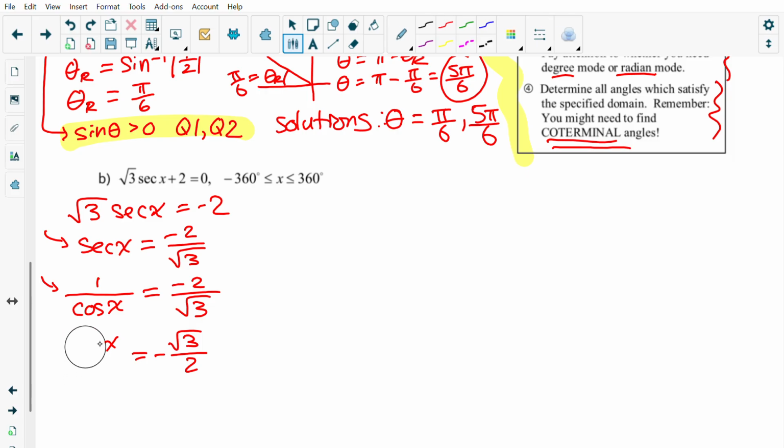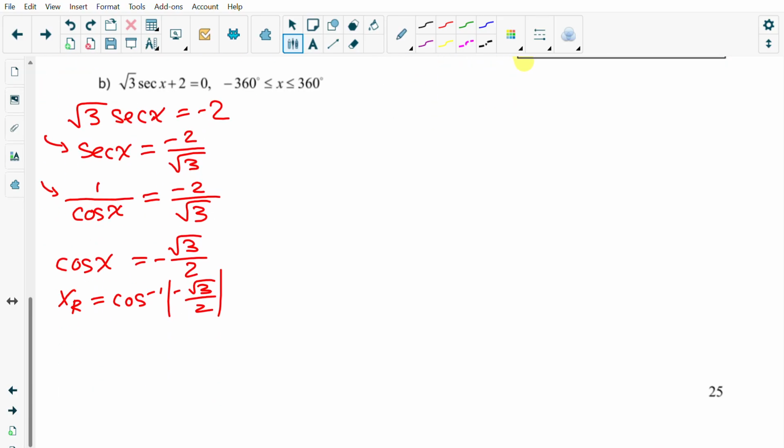Okay, so that's how I get, and then let me just rewrite this. That's how I get cosine of x equals negative square root of 3 over 2. For my reference angle, x sub r, I need to take the inverse cosine of the absolute value of negative square root of 3 over 2. And knowing our exact values, this is in degrees, folks, so make sure your calculator is in degrees. My reference angle is 30 degrees.